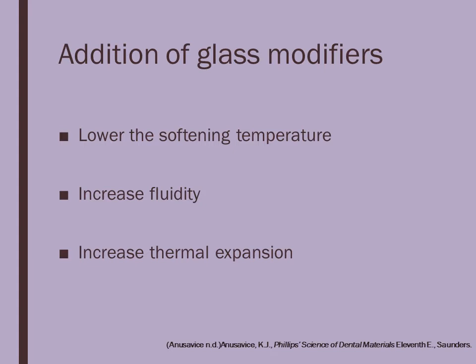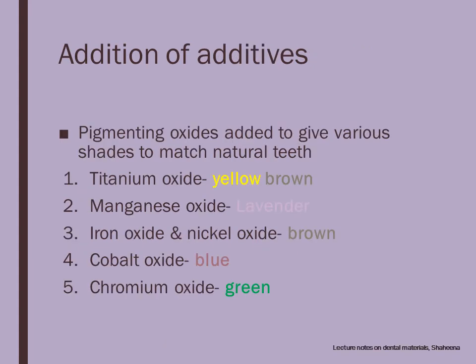Then the glass modifiers increase the fluidity, lower the softening temperature, and increase the thermal expansion, so the porcelain particles are able to flow and fuse together.